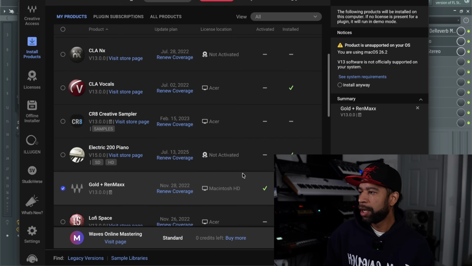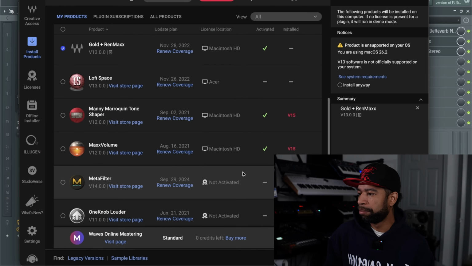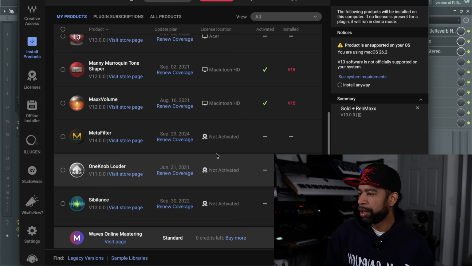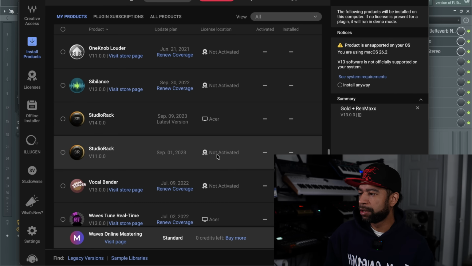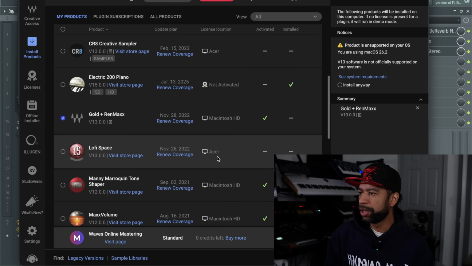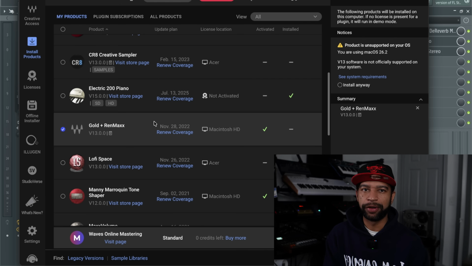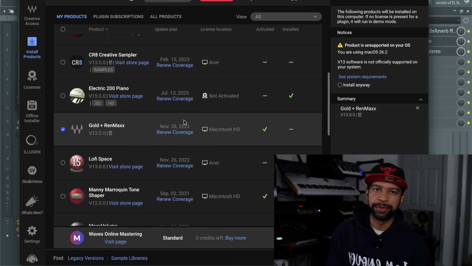So I actually paid for this upgrade plan once. I had bought some bundle, maybe Max Volume or something, and the bundle allowed me to upgrade for like $22. So yeah, the RenMax bundle. I had upgraded that. That's the only reason I've ever upgraded any of my Waves stuff, because this bundle was $22 to upgrade versus the $69 or $70 that Waves was trying to charge me at the time.